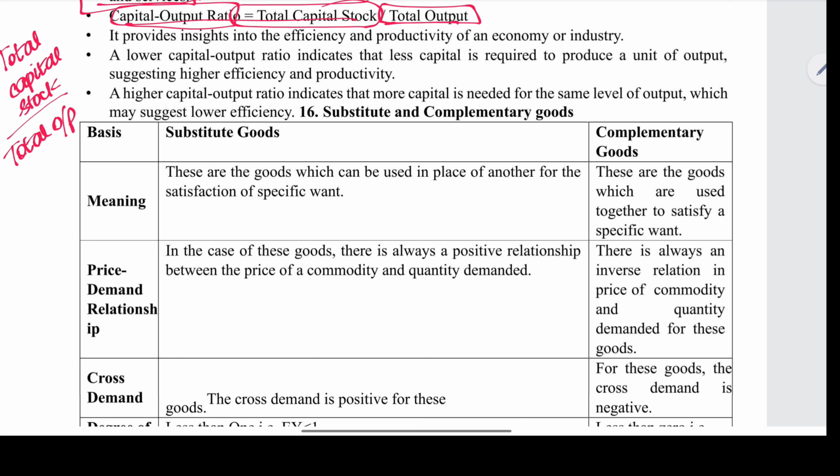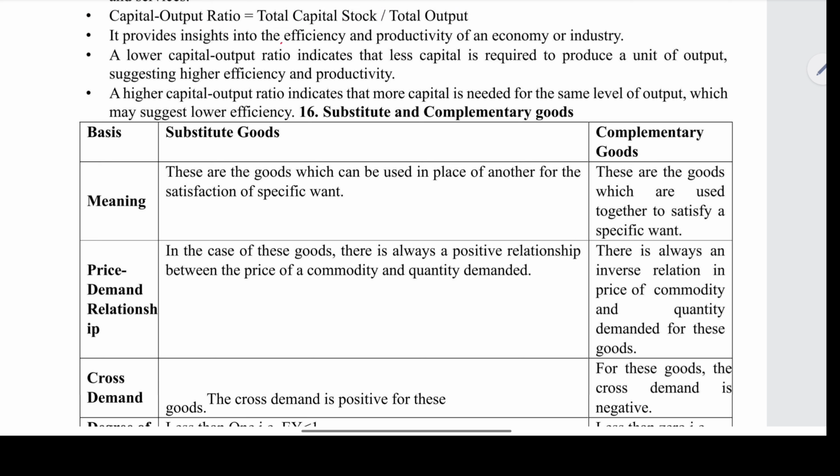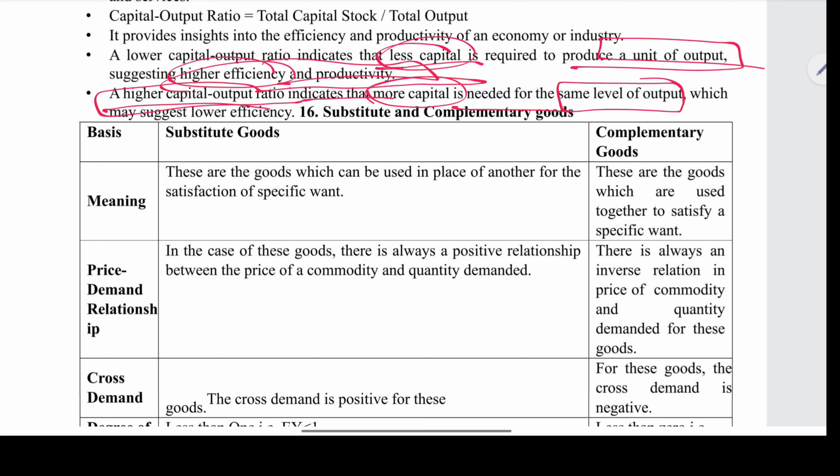So this is the total capital stock divided by the total output, which provides insights into the efficiency and productivity of the economy or industry. A lower capital to output ratio indicates that less capital is required to produce a unit of output, suggesting higher efficiency and productivity. A higher capital to output ratio indicates that more capital is needed for the same level of output, which may suggest low efficiency.